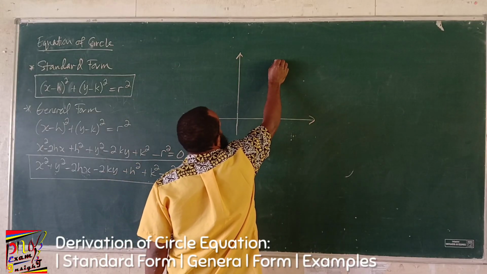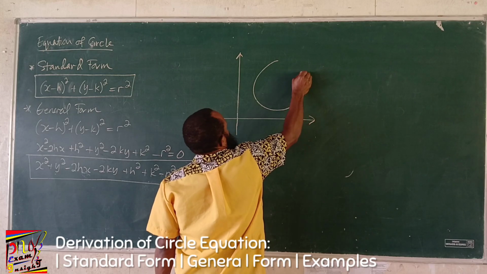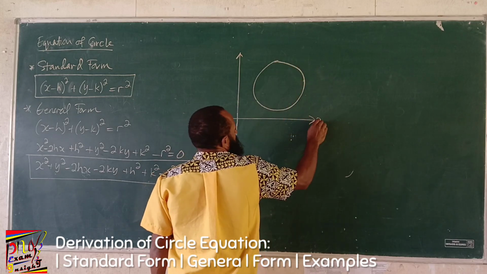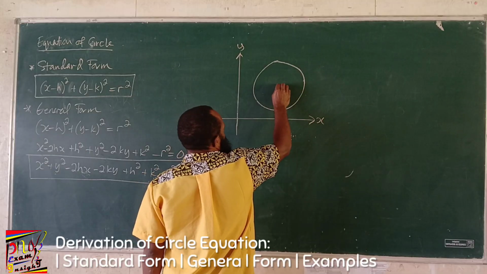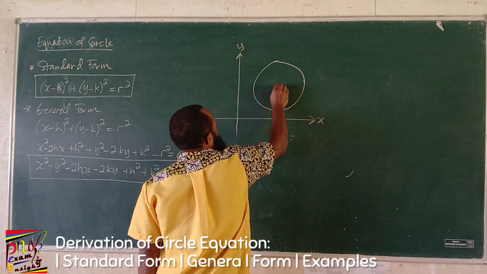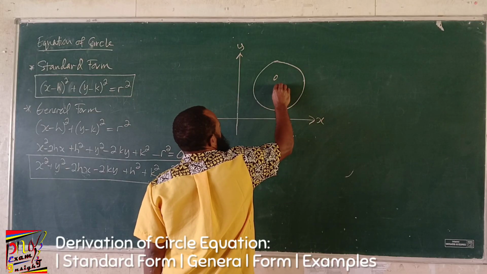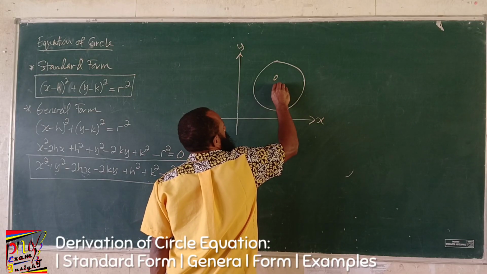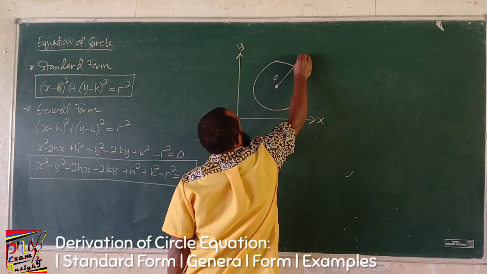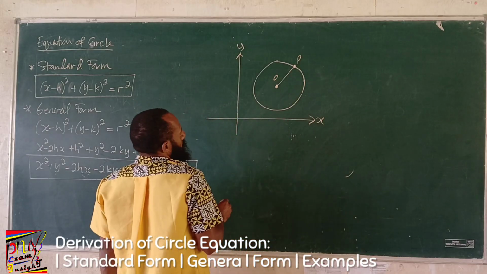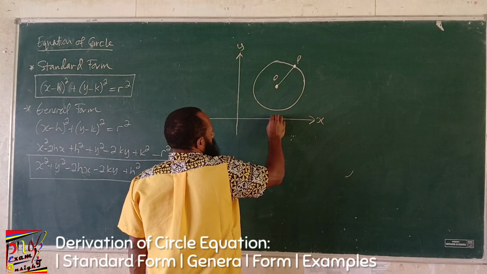Okay, let's say we have a circle, maybe from the first quadrant. This is x, this is y. Let's say the circle has a center, which is O. And then from the center we draw a radius from O to some particular point, let's say point P.